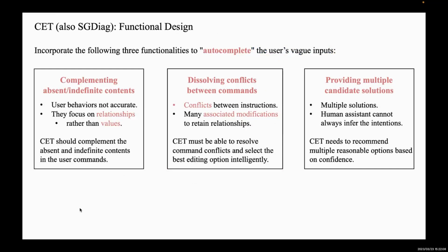Based on the results from Study 1, we designed CET's functionality. CET has three main functionalities to auto-complete the user's inputs. First, CET fills in missing or fuzzy information in the user's instructions. This is because user instructions are often imprecise, and the users usually care more about the relationships between elements rather than specific attribute values. Second, CET needs to handle conflicts between instructions in the most reasonable way. Third, CET needs to provide users with multiple possible candidates because the vagueness inherent in user instructions makes it difficult for even a human assistant to fully determine the user's actual needs.